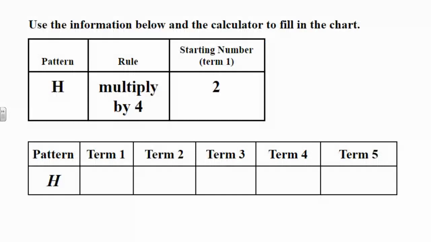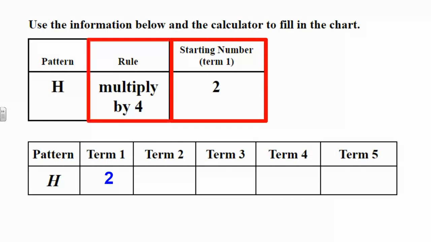So let's take another example. This time I have pattern H. My rule is to multiply by 4, and my starting number, my term 1, the first term in my sequence, is a 2. So I know down below, pattern H, term 1 is going to be a 2. That's the Captain Obvious part. Now I'm going to use the rule to do the math part. To get the next term, I'm going to multiply by 4. 2 times 4 is 8.